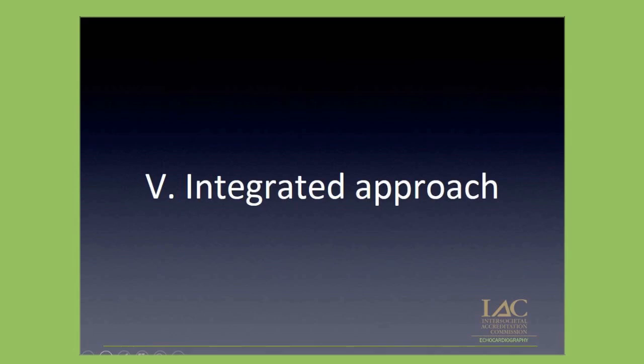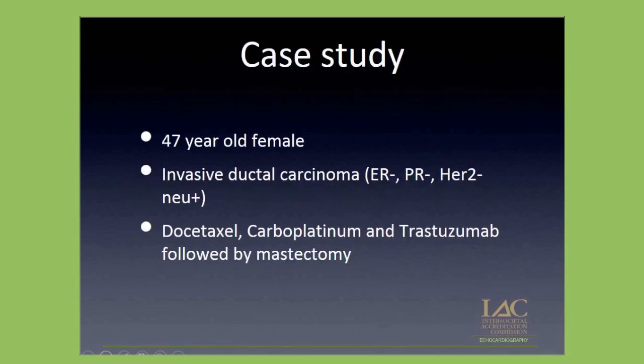So then in this last part, what I want to do is put it all together, and we call it an integrated approach. And I want to do it with a patient. This is a 47-year-old patient that I had when I was at Cleveland Clinic, ER negative, PR negative, HER2/neu positive, treated with docetaxel, carboplatinum, and trastuzumab. This is what the oncologists call the TCH therapy, followed by mastectomy.